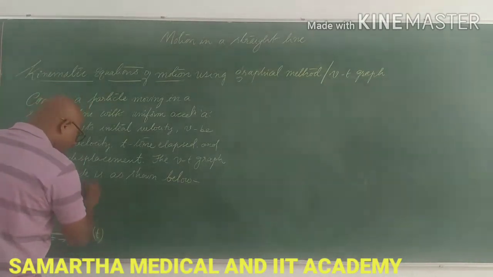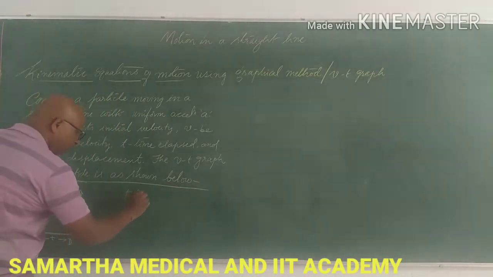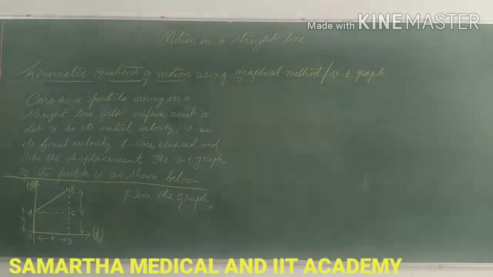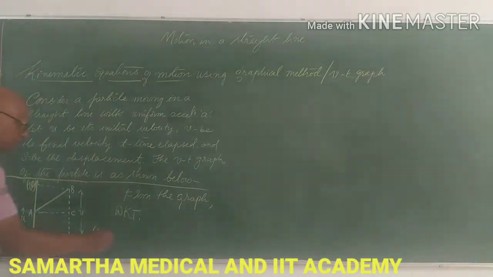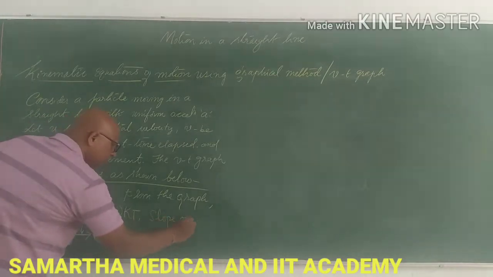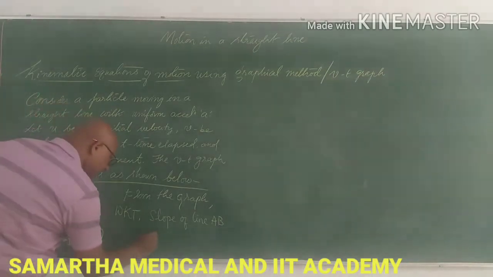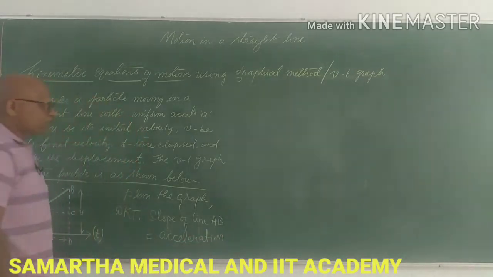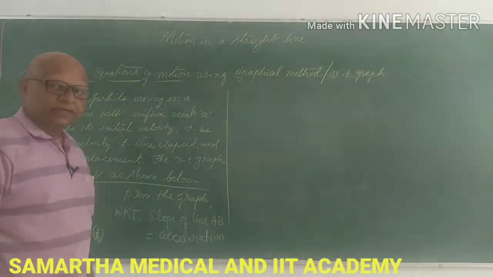Okay, now let's write here. This is the description part. From the graph, we know that the slope of line AB is equal to acceleration, right? We know this fact and we will use this fact.